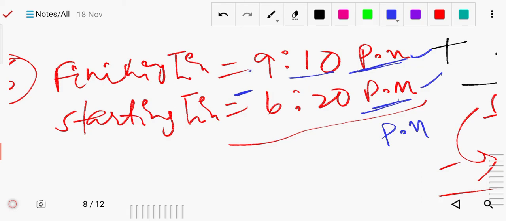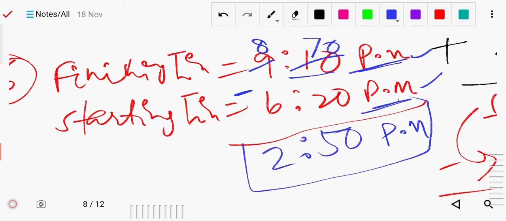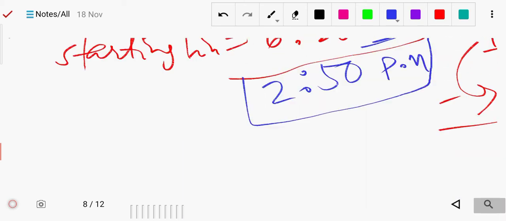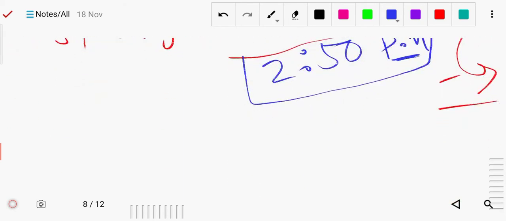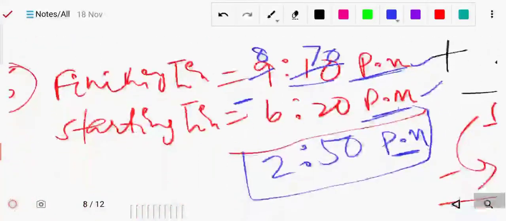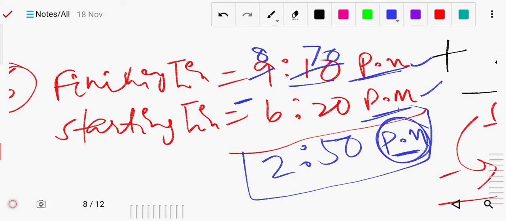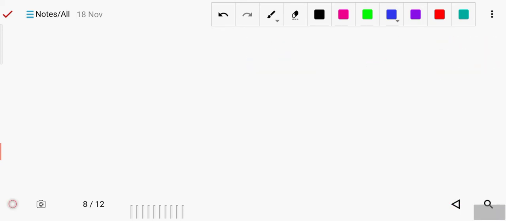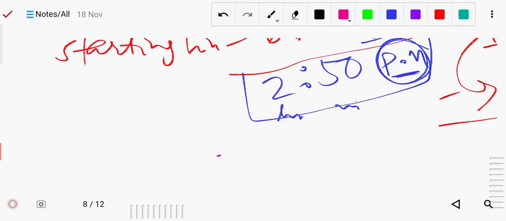Now you can subtract, so we'll take the borrow, so here will be the 8, here 60 will come, so 60 plus 10 is 70, so 70 minus 20 will be 50. Okay, now here 8 minus 6 is 2, so 2 50. This is not actually pm, it is not required to write the pm. This is the hour part, this is your minute part, so your answer is 2 hours and 50 minutes.